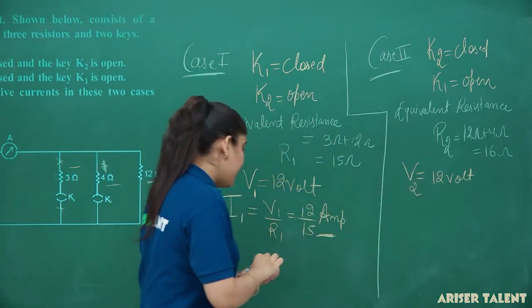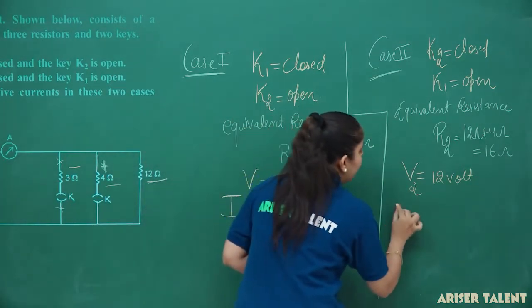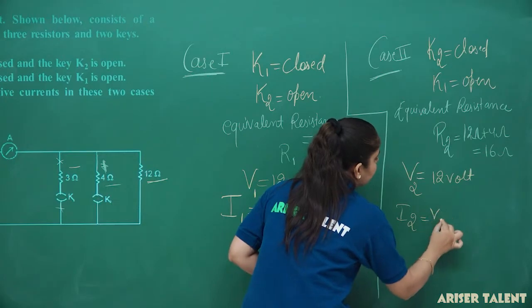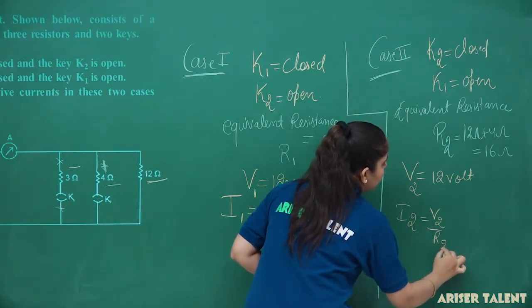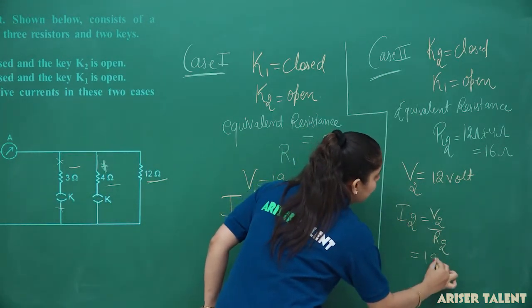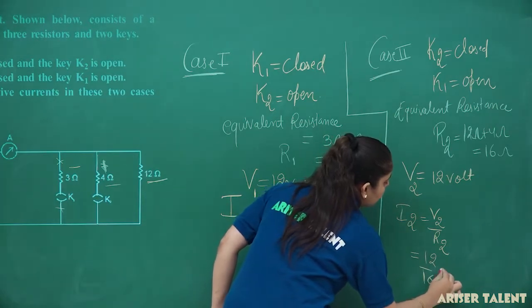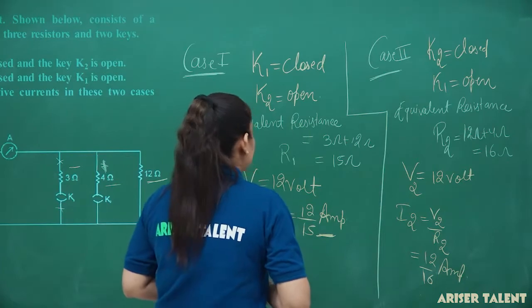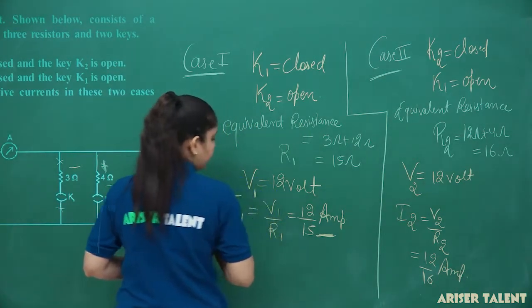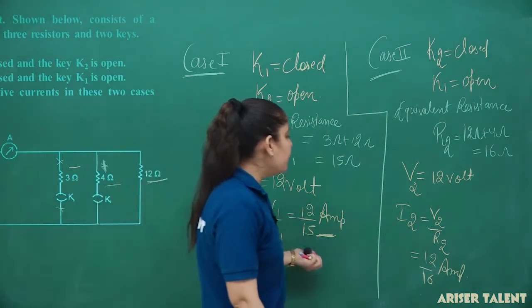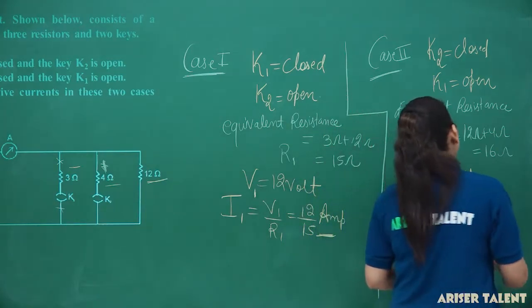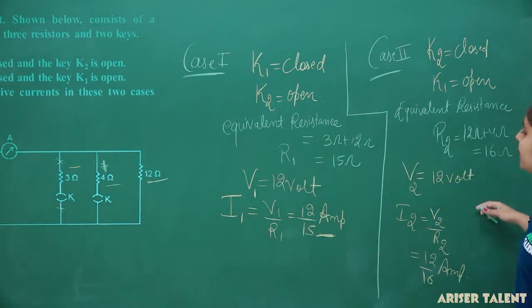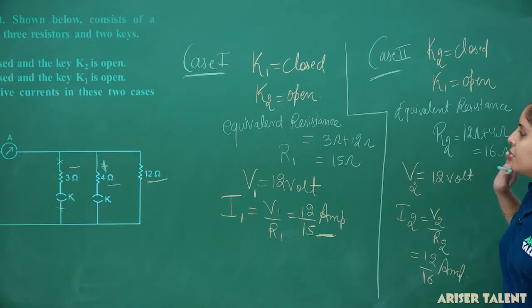And you have to determine the I2 in this case. And I2 came out to be V2 upon R2. V2 is 12 and R2 is 16 ohm. So, current came out to be 12 upon 16 ampere. Now, this is our 12 upon 15 ampere in the first case, and in the second case, we have determined the current, that is equal to 12 upon 16 ohm.